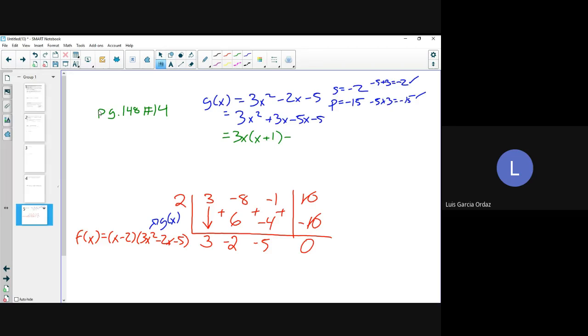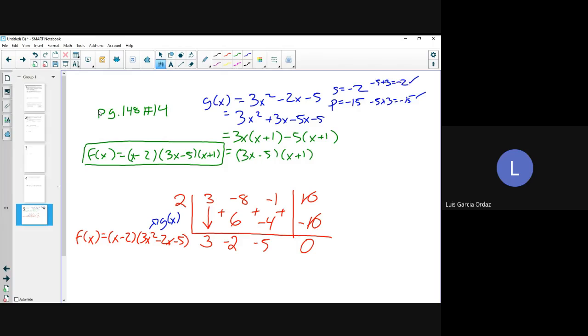And then from negative 5x and negative 5, what can we factor out? Negative 5. So we're left with x plus 1 on the inside. So our two factors are 3x minus 5 and x plus 1. Okay? So now we know what the factors of g of x are. So now our total equation in factored form is going to be this. So you have f of x is equal to x minus 2 times 3x minus 5 times x plus 1.